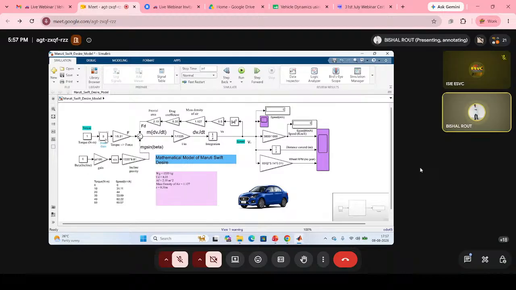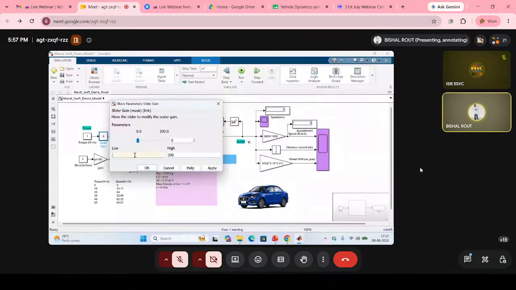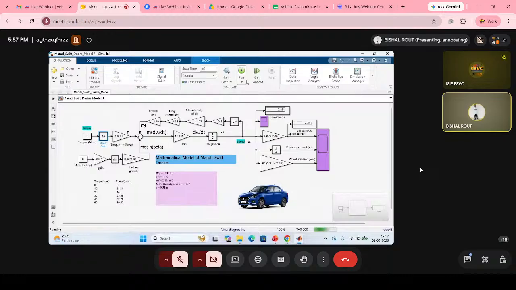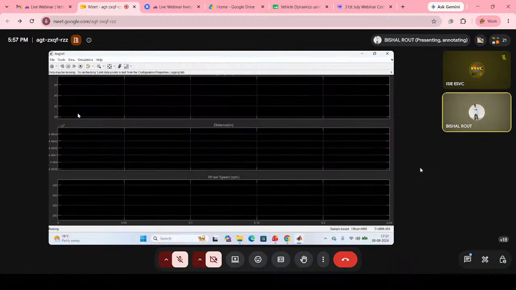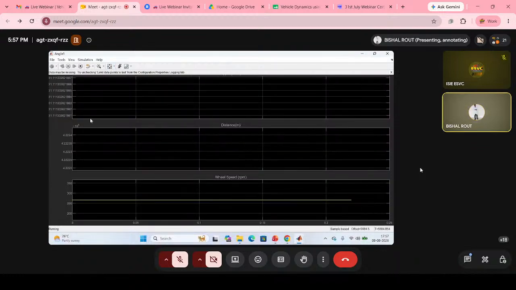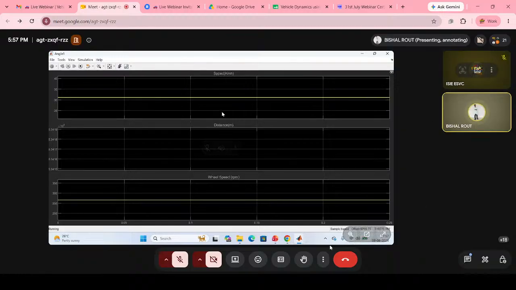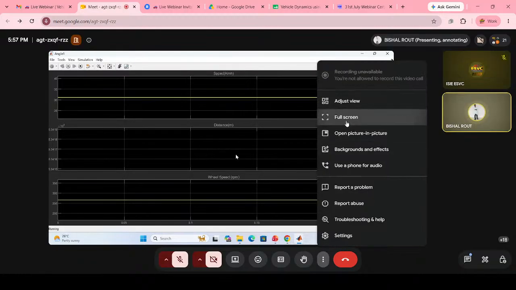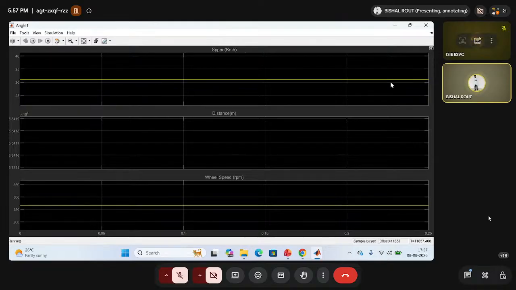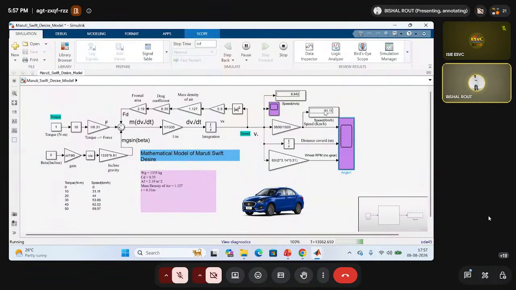This time I'm showcasing it again. Let us suppose I apply 10 Newton meter of torque over here, right? And if I run it, what am I going to get? I'm getting 31.11. This is the steady state speed basically. If I click on the scope and fit to all points, you can see this is the steady speed. The upper one is giving you the speed in kilometer per hour. This is the distance. This is the wheel speed in RPM. You can see this is the speed which we are achieving. This is nothing but what is called the steady state speed, which is 31.11.